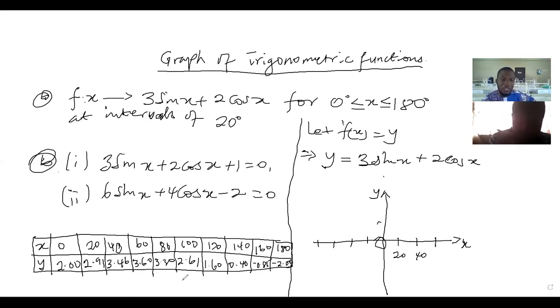Then when we come to the y-axis, I think the highest value we have here is 3.60, right? Yes. And the lowest is negative 2.00. So now we can decide to bring this one down a little. So that is what we have now. Now let me go on to my graph.